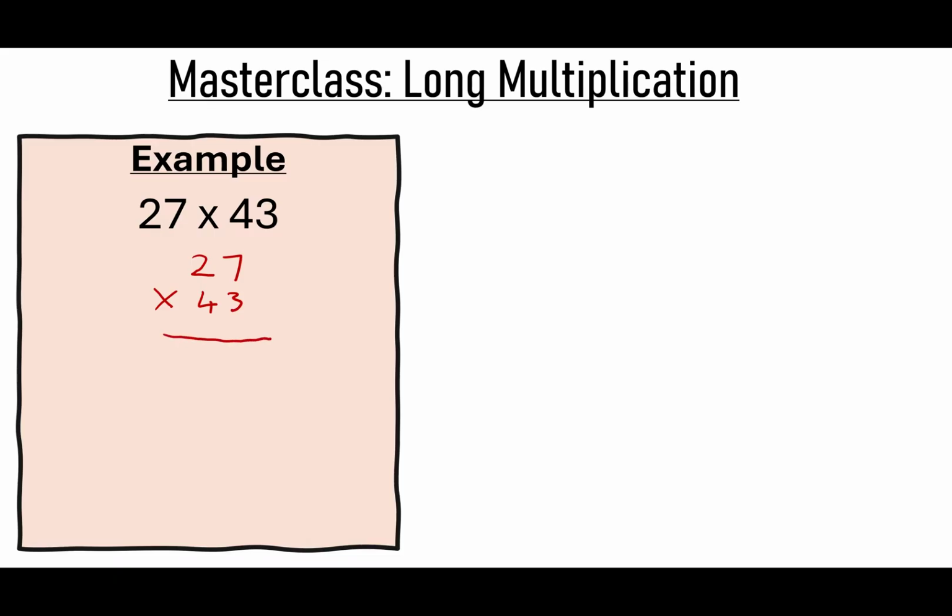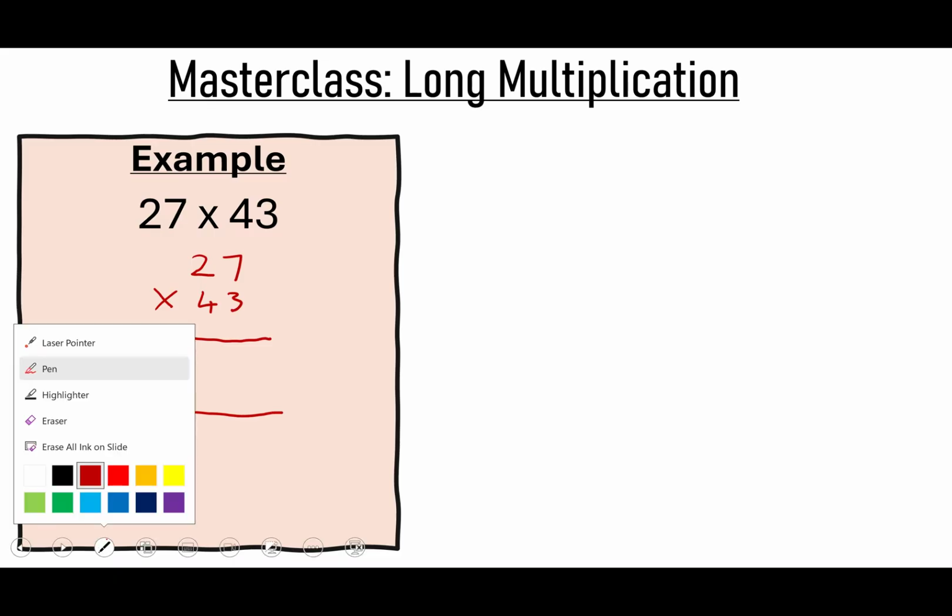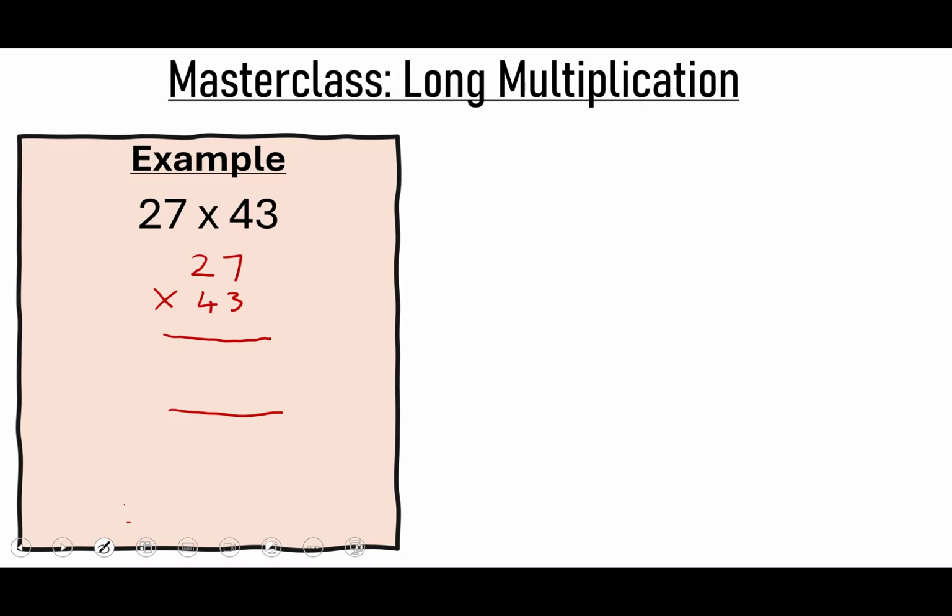So firstly, I'm just going to get a different color. Now that I've set up that grid, that column method there, we're firstly going to do the 3 times the 7. 3 times the 7 is 21.